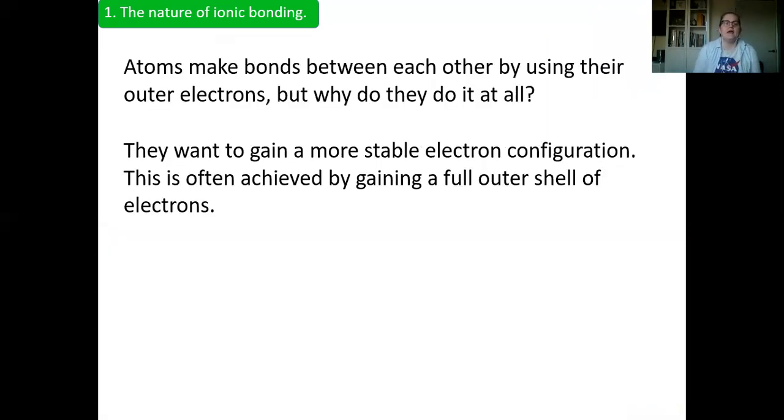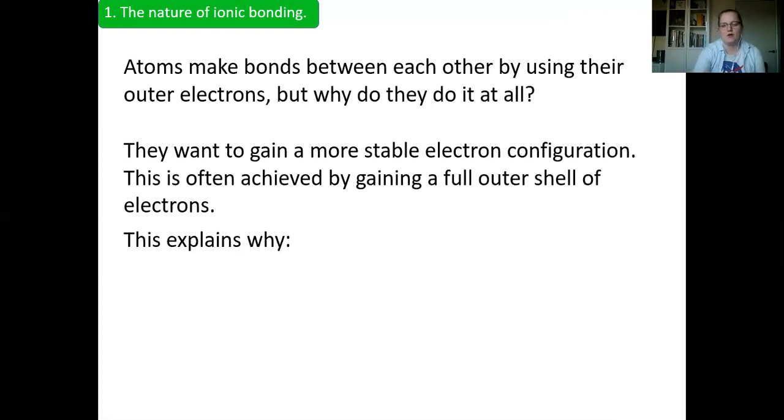Okay, so atoms make bonds between each other by using their outer electrons. But it's this idea of why do we do it at all? Well, it's the whole principle, that whole idea of stability. If the outer shell of an atom is full, it is more stable. So atoms want to be as stable as they possibly can be. So one of the ways of achieving this is by gaining a full outer shell of electrons.